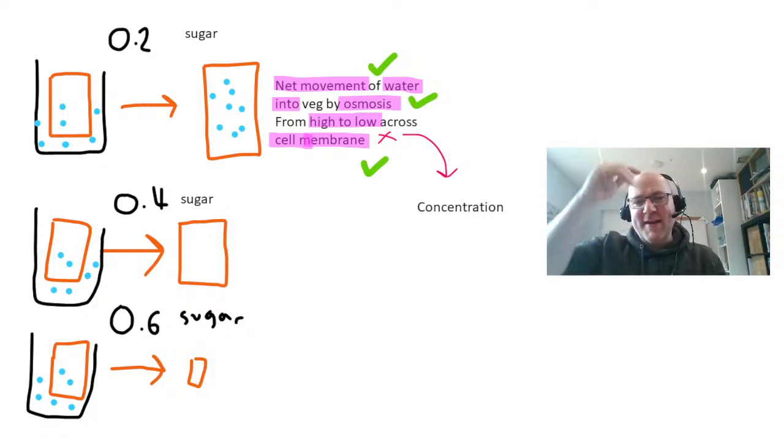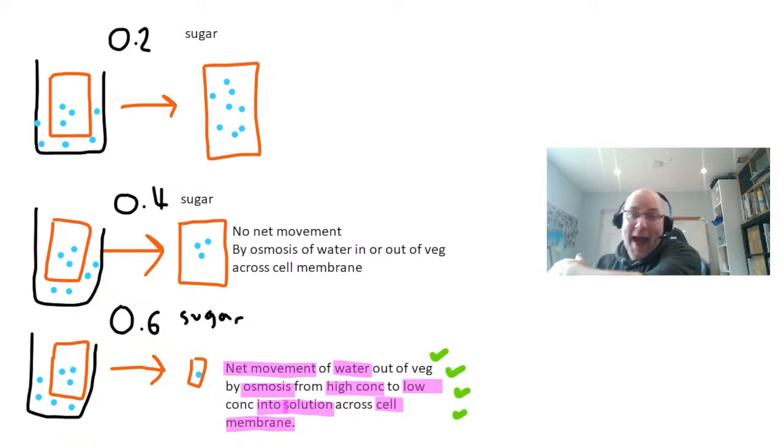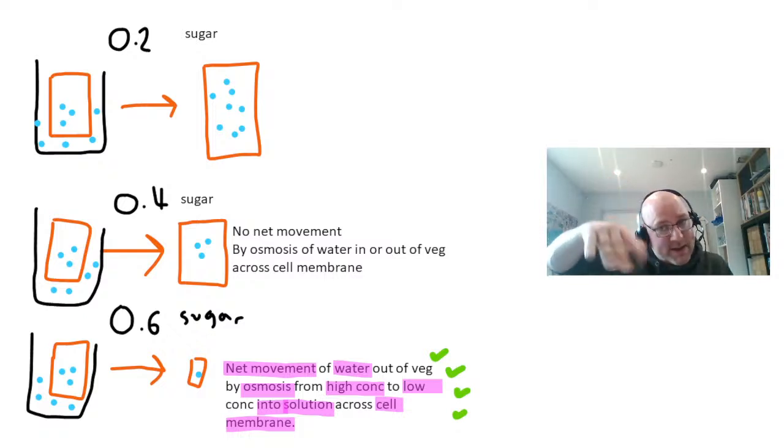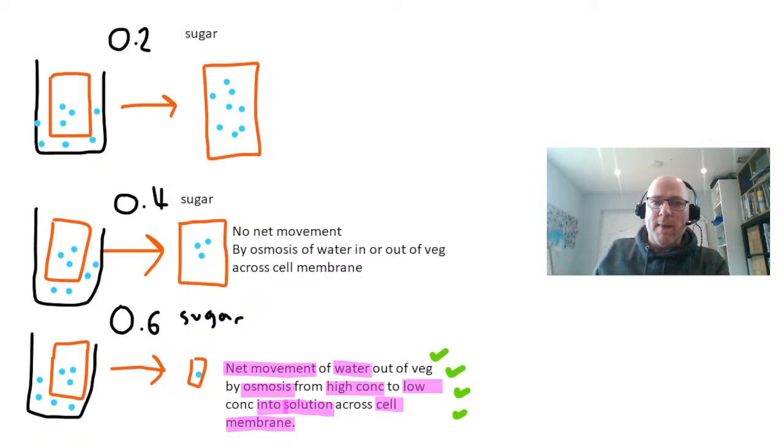This is very rare that it just so happens to be one of the ones you're testing. This basically won't happen. It would normally be like 0.258 or 0.467, and you have to plot a graph, which I'll show you. And with the final one, so we'd say no net movement by osmosis, water in and out. And with the final one, we would just say net movement of water out by osmosis from high to low, or you can say down the concentration gradient, into the solution across a cell membrane. Make sure you say where it's high, where it's low, the direction, and across a cell membrane.